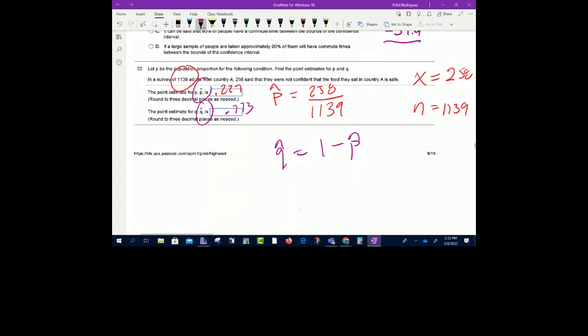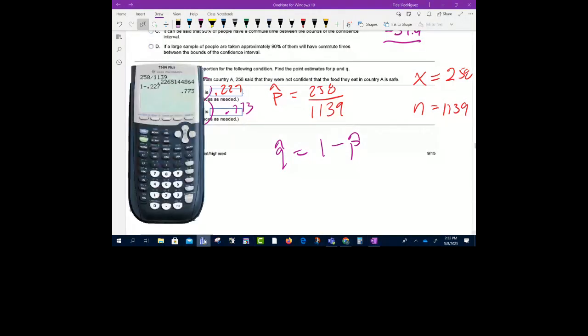Right. The other way we could have done it, y'all, and again, you're still going to get the same answers. You can say, look, we had 1139, right? How many of them said that they felt like the food was not safe? 258. Let's take away those 258. How many are we left with? 881 out of the 1139. And I'm still getting 0.773, right? Either way, you can do it. This is probably the easier calculation to do, but that's really all you're saying.